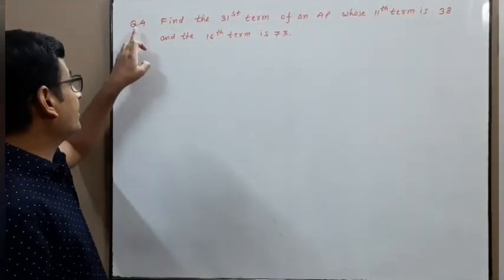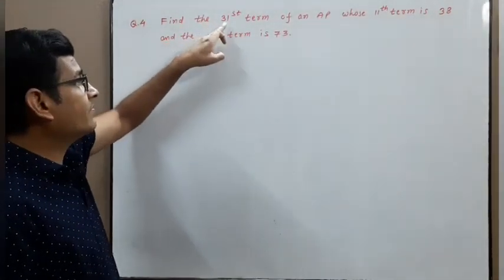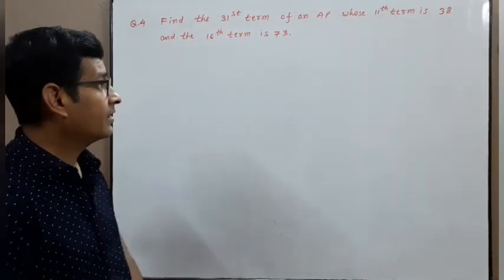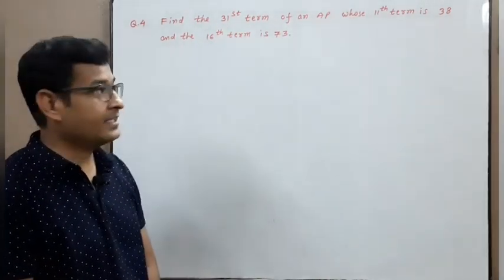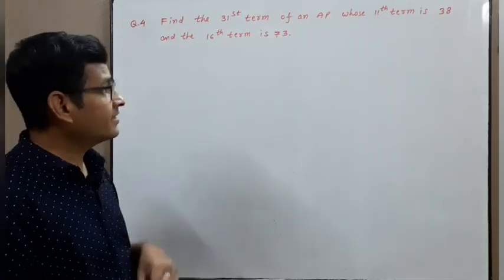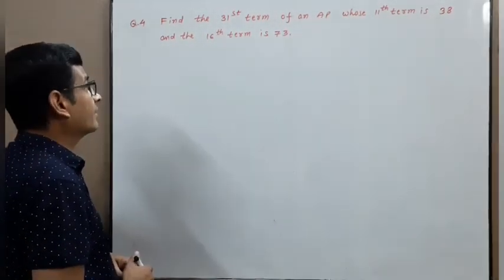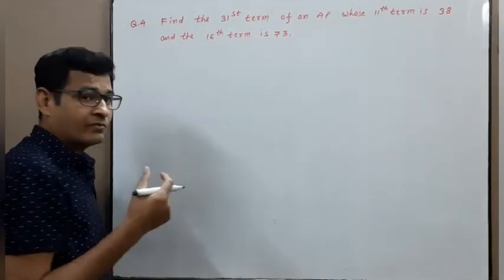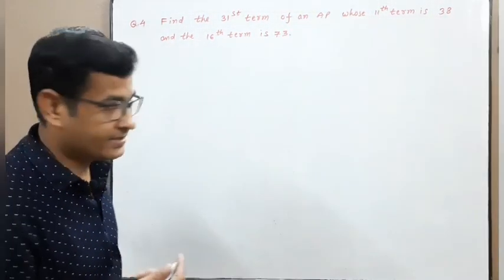Next problem, question number 4. Find the 31st term of an AP whose 11th term is 38 and the 16th term is 73. To find the 31st term, we have to find the first term and common difference.